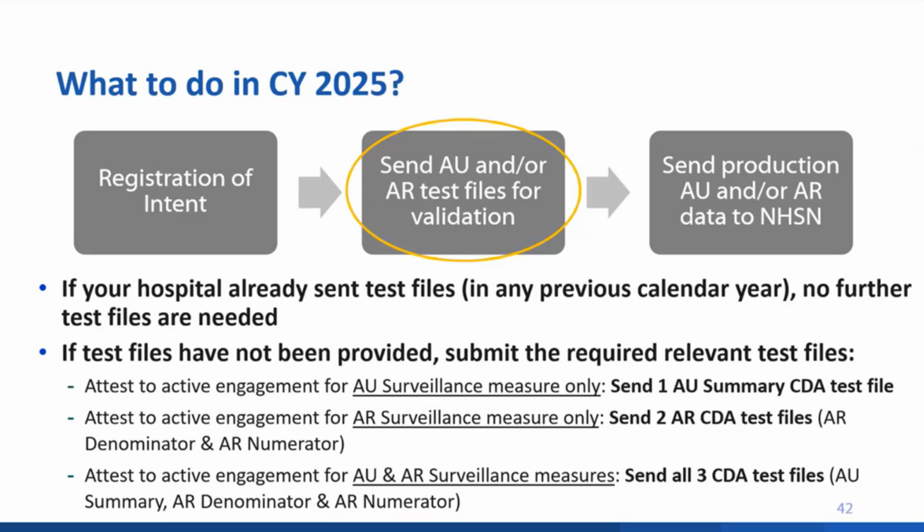To attest to active engagement for both the AU and AR surveillance measure, you'll send all three test files. That includes the AU summary CDA, the AR numerator CDA, also known as the AR event, and AR resistance denominator CDA, also known as the AR summary.